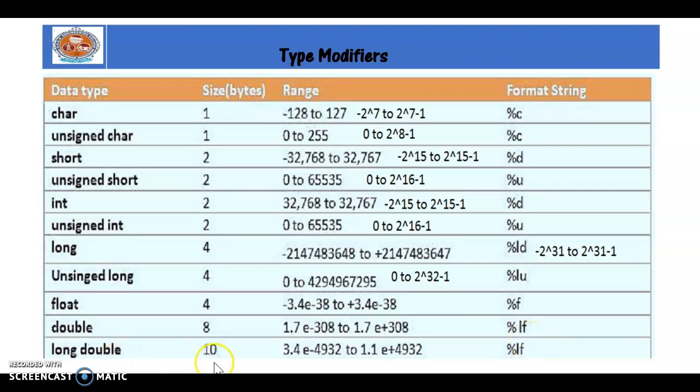For long double, it will occupy 10 bytes of memory. If you observe, whenever you precede the data type with long, the size will be incremented by 2 bytes. Okay, and it ranges from 3.4e-4932 to 1.1e+4932, and the format specifier is %Lf.